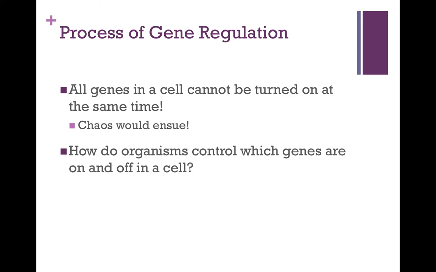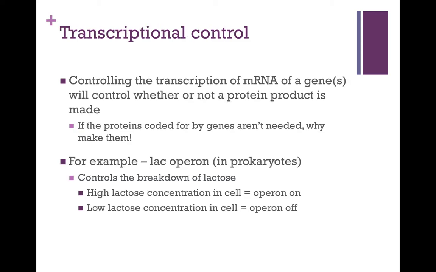We would never be able to have different cell types because cell types are regulated by which genes are turned on or turned off. So in this lesson, you will learn how organisms control which genes are on and which genes are off in a cell. The first way to control gene regulation is by transcriptional control. Controlling the production of mRNA of a particular gene is going to determine whether or not a protein is produced.